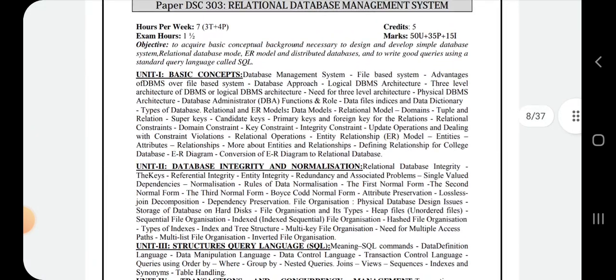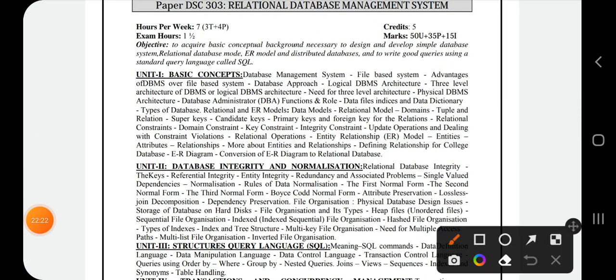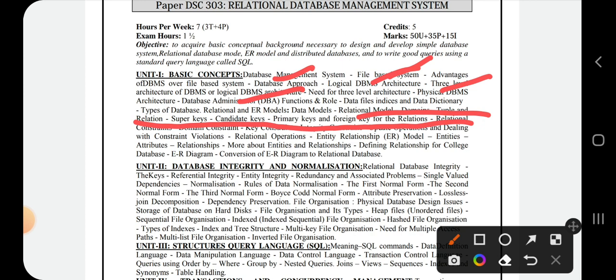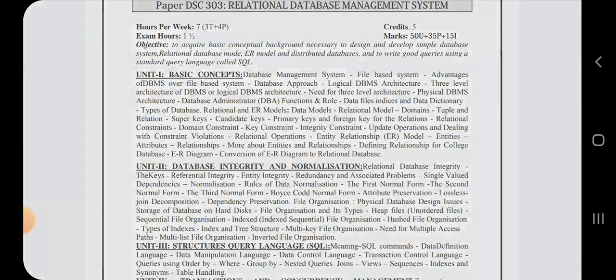Okay, once again I'll mark this: file based system versus DBMS, and database approach, logical database structure and physical database structure, administrator functions and roles, and the relational model. In that you should go through all the basic definitions: relations, tuples, fields, keys and types of keys. And in the ER model also, basic definitions like entities, attributes, relationship, and more than that. Apart from that, conversion of ER diagram into relational model. Okay, and I'll go for the second unit.